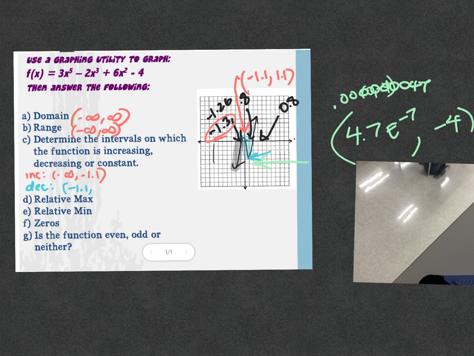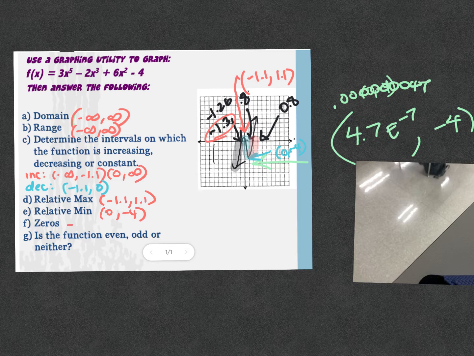from negative 1.1 to where it stops again in that coordinate point. This one here is off my graph, but it was negative 4. So it goes decreasing until 0. And then it increases again from 0 to positive infinity. There's no horizontal line, so it's not constant in any spot. And then the rest of it we found, the relative max was that coordinate point that's negative 1.1 and 1.1. The relative min was 0, negative 4.